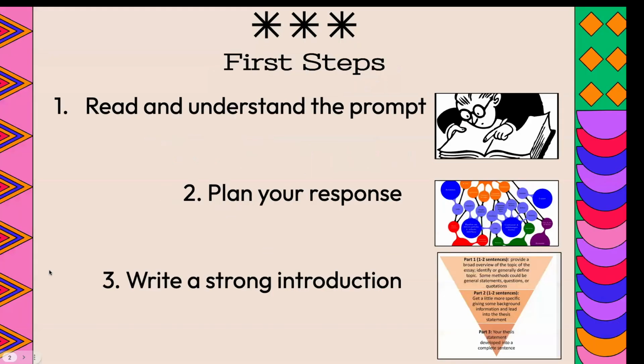So let's take a look at how to write a timed essay. The first step is number one, you want to read and understand the prompt. Be careful that you know what the actual topic of the prompt is and what the question is from the prompt that you'll need to answer in your essay. And then you need to plan your response. You can do it with a brainstorm, you can do it with a mind map, you can do it with an outline. It's all up to you. The last thing you want to do is write a strong introduction. So those are the three things you'll need to do.